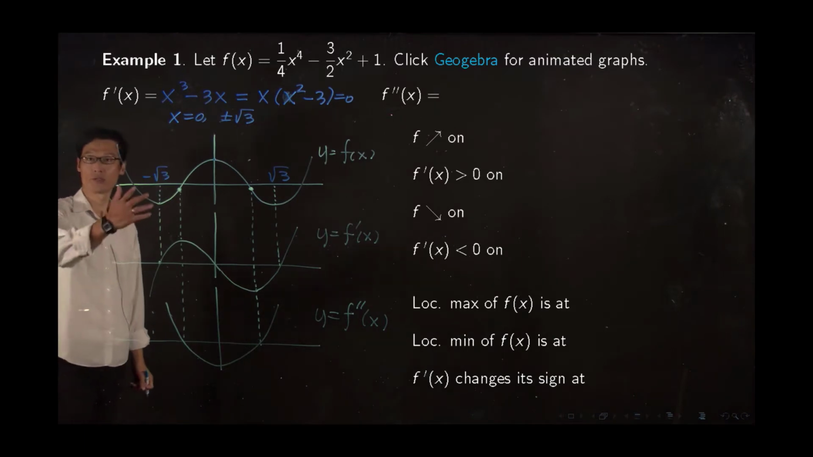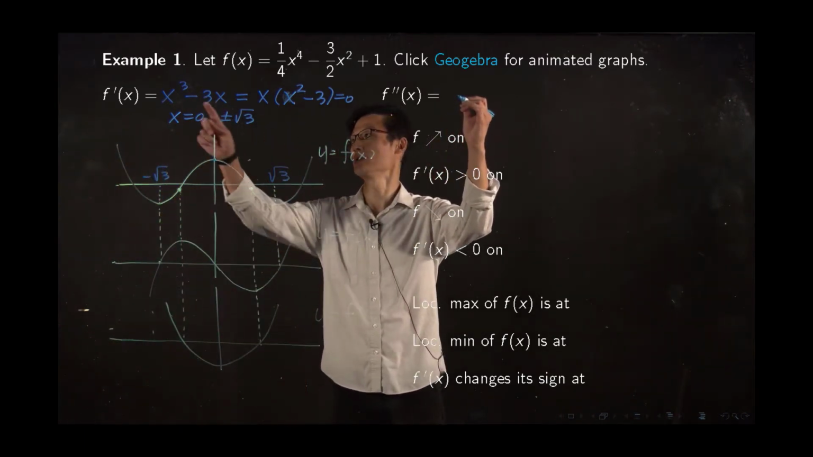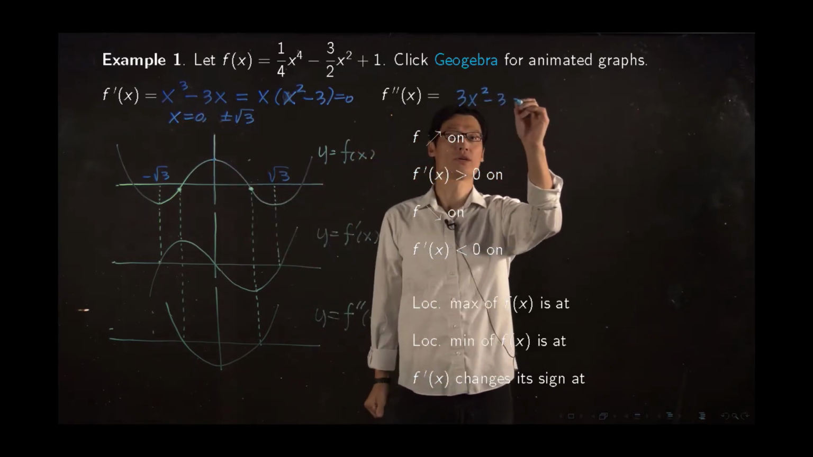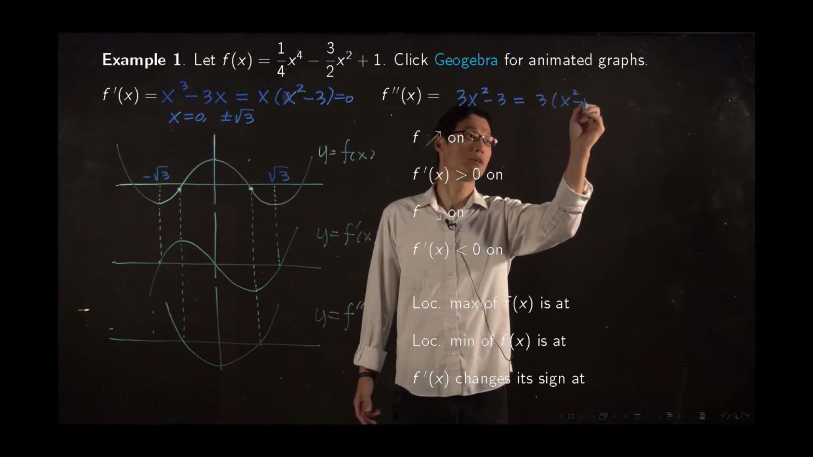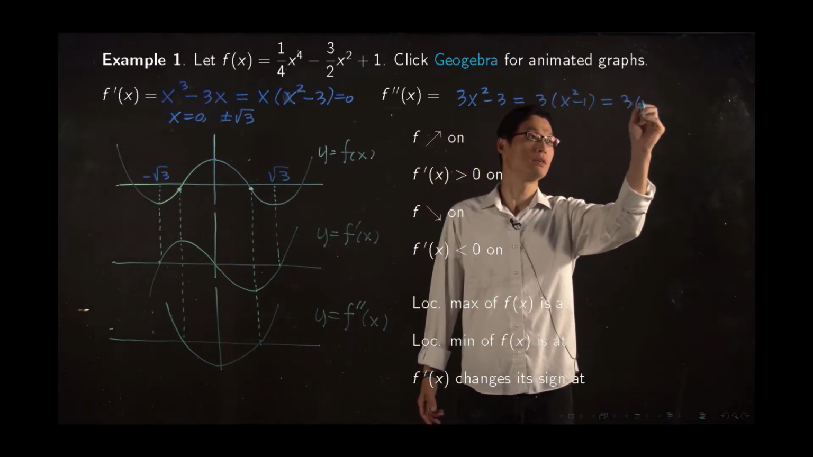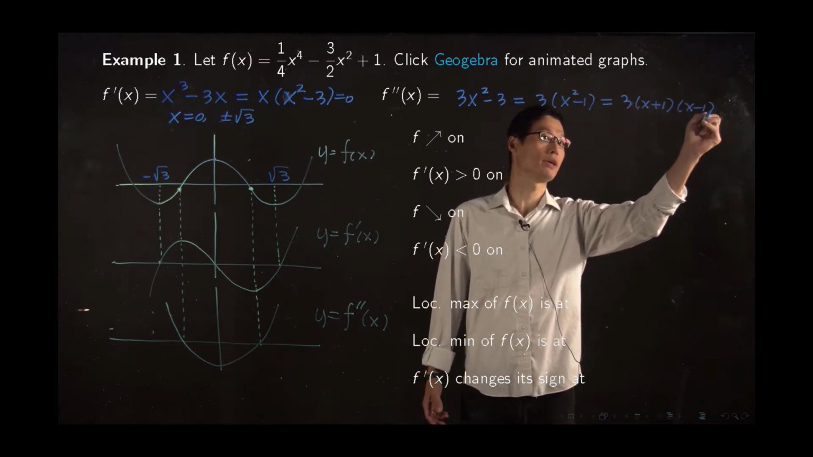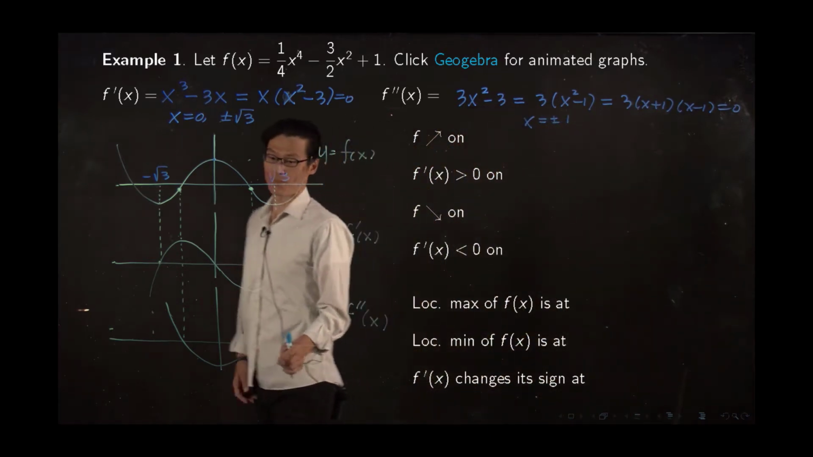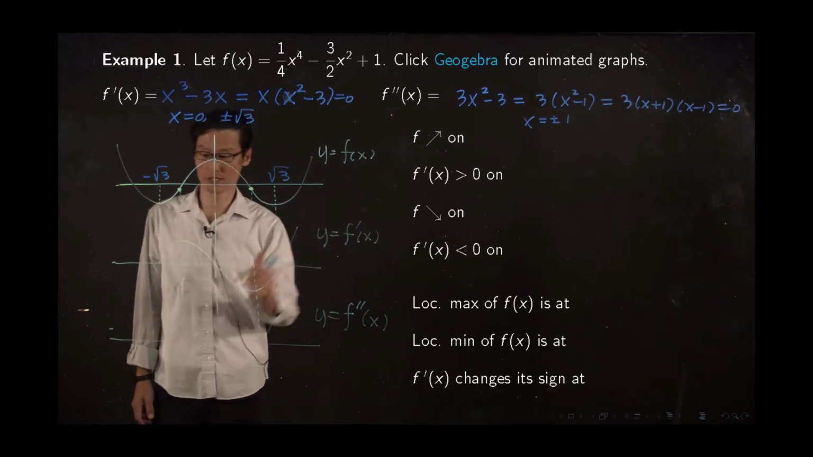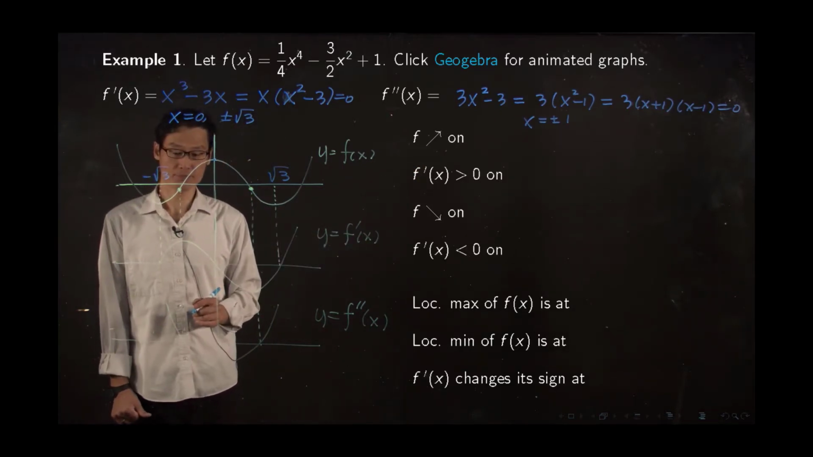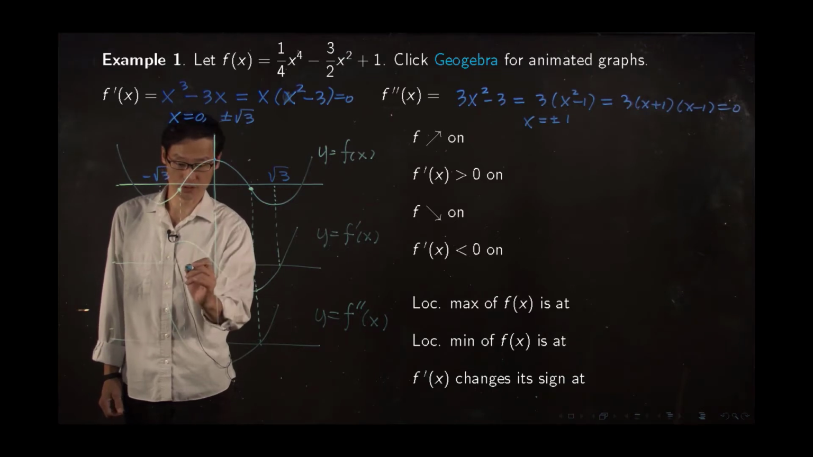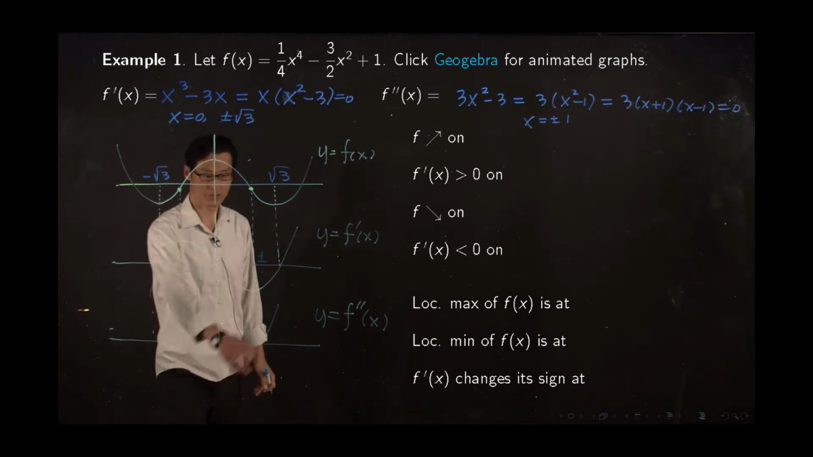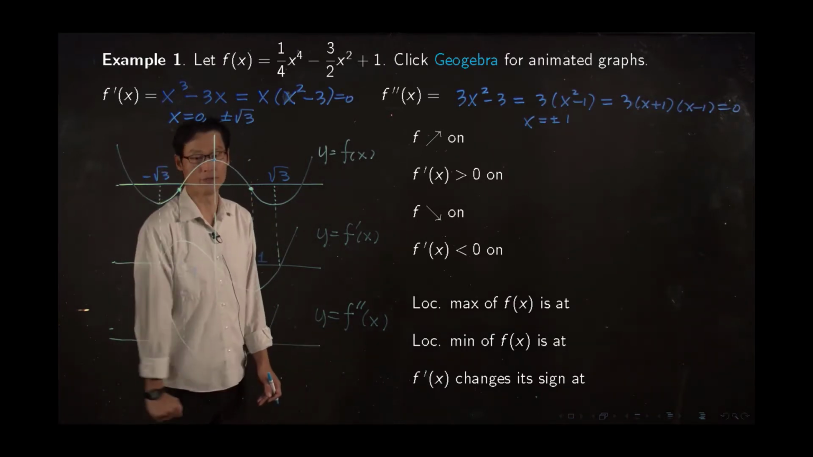Okay. We take the derivative further to get the second derivative. The derivative of this is 3x squared minus 3. If we factor, we have 3 times (x plus 1)(x minus 1). If this becomes 0, we have x equals plus or minus 1. So actually, this is a graph of f prime. We have plus or minus 1, so this is negative 1 and 1. Our second derivative has zeros at negative 1 and 1.